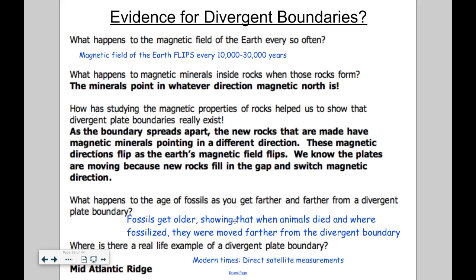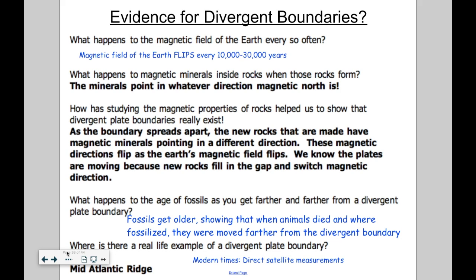But in addition, we also see that the fossils get older and older as you move farther away from a divergent plate boundary, signaling to us that some animals have died and then gotten farther and farther away from the center of that boundary as the boundaries have moved over time. So we also have evidence in the fossil record that suggests that this is the case.